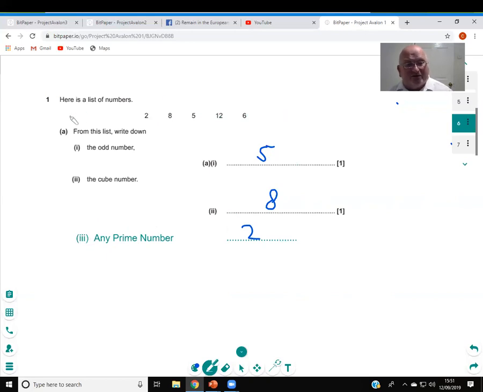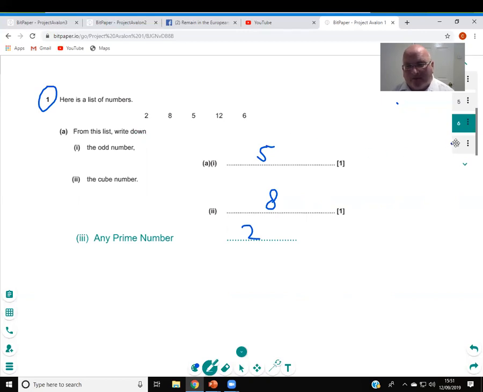A typical question is question 1. It's fairly typical for being the first question on the exam paper, to give you a list of numbers and ask you to pick out the primes, multiples of 4, the square numbers and the cubes. That's a fairly typical first question. So it's really useful to be able to know your multiples and to know your squares.